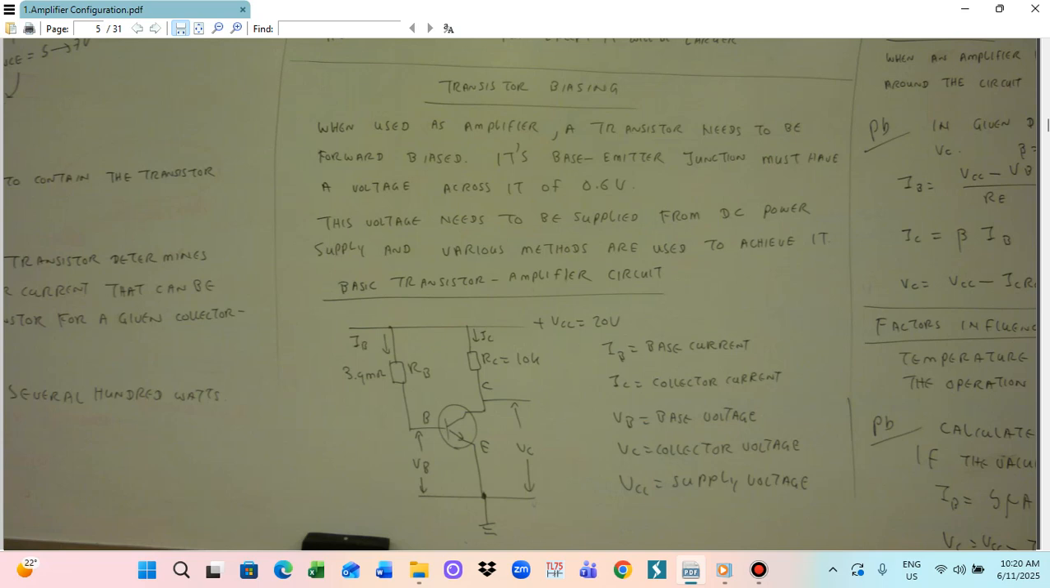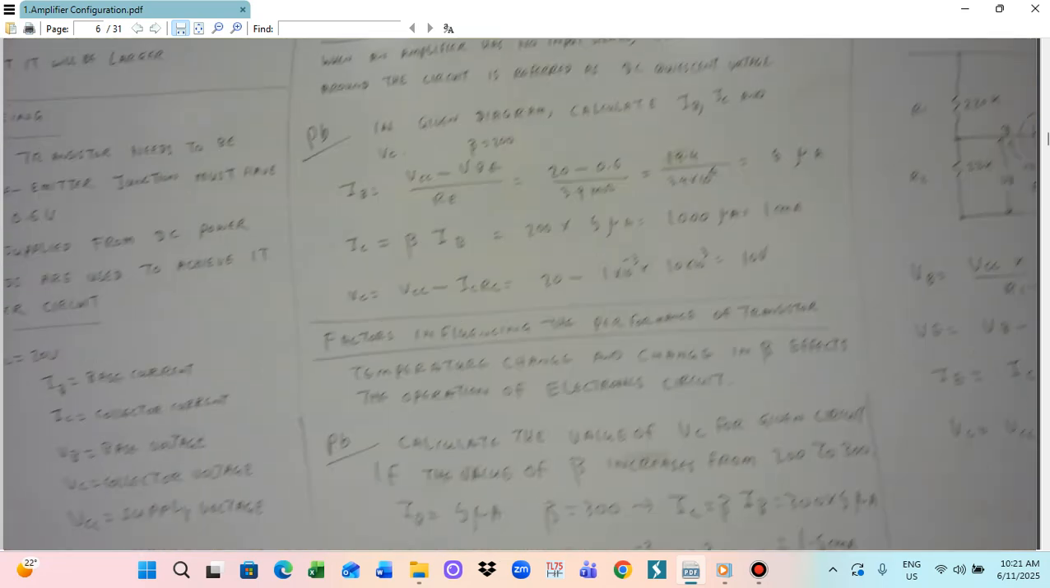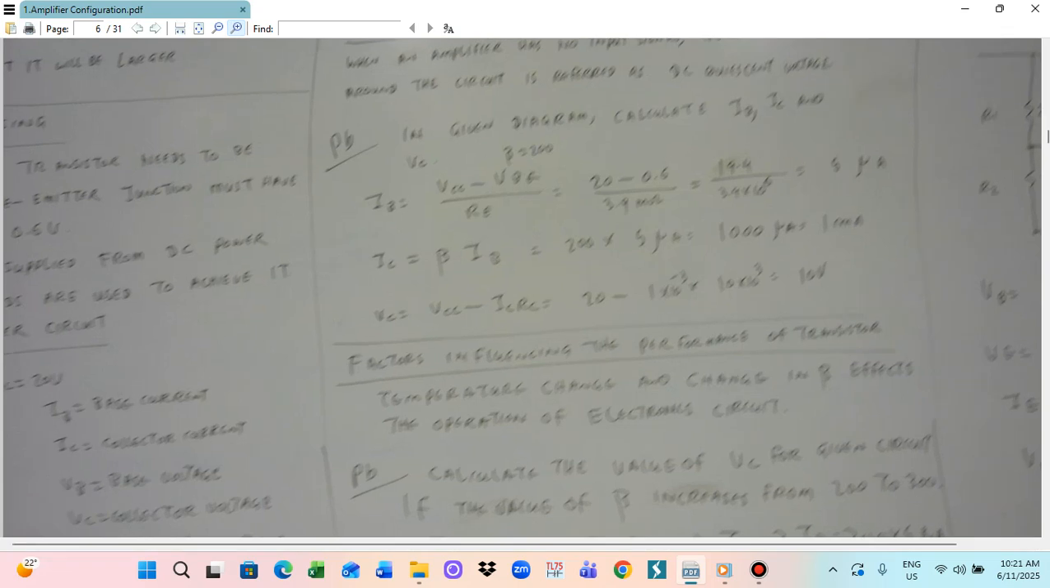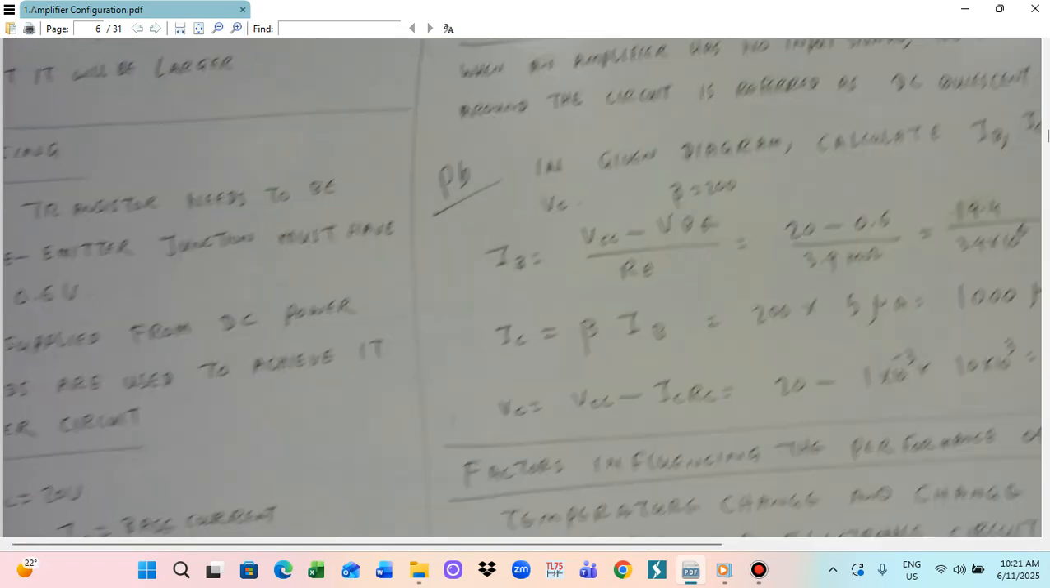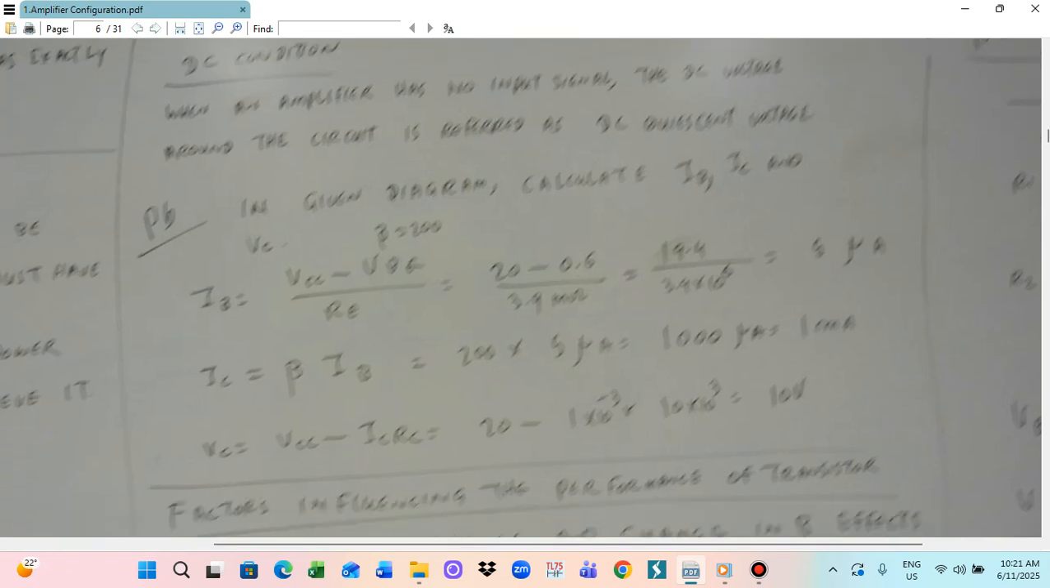So this amplifier is firstly a DC connection. DC connection means that we just supply the transistor biasing circuit. We just supply the DC voltage, but no input signal is applied. So this is just the basic situation. This is a DC condition. When an amplifier has no input signal, the DC voltages around the circuit are referred to as the DC quiescent voltages.